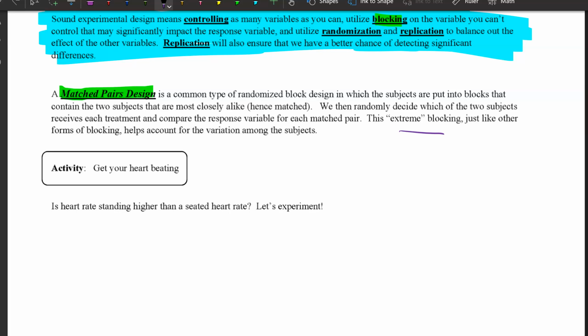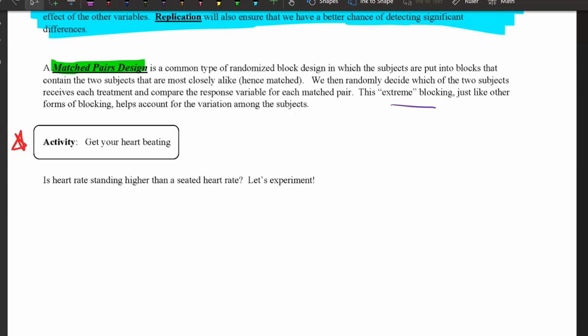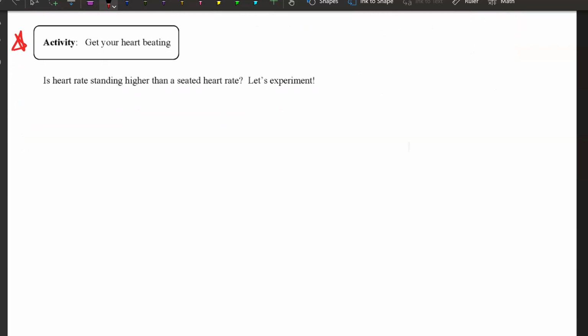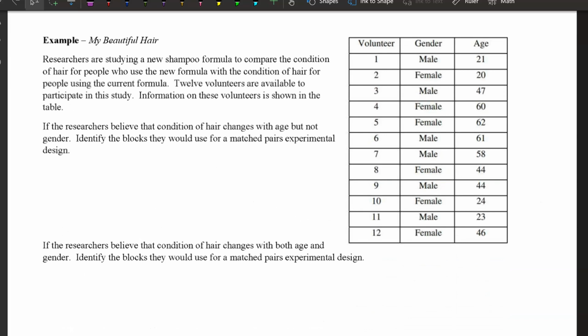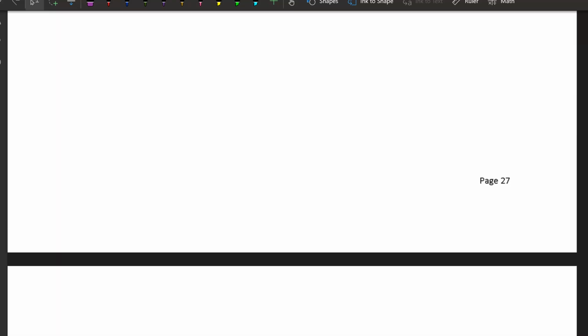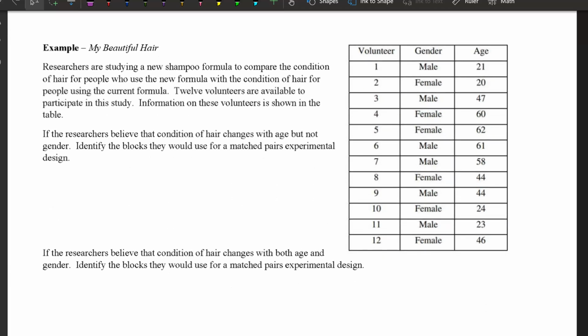Activity, get your heart beating. So hopefully we have time to do this in class. We're going to do this little activity about standing and sitting heart rates. And we will use a matched pairs design and try to illustrate the power or the importance of a matched pairs design. Okay? All right, so let's take a look at a couple of examples, and I think we're getting close to the end of this chapter.